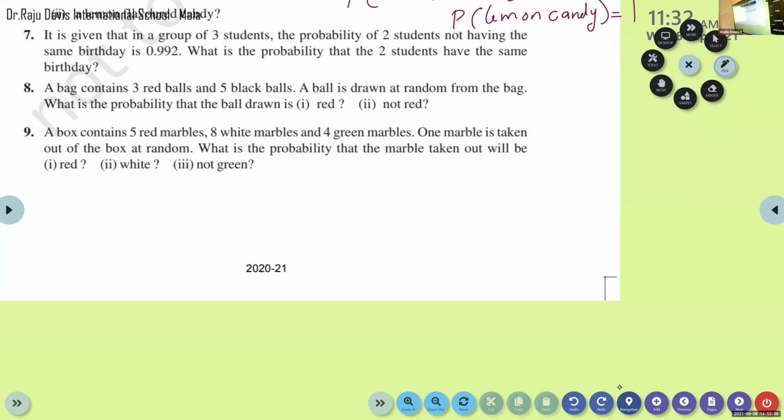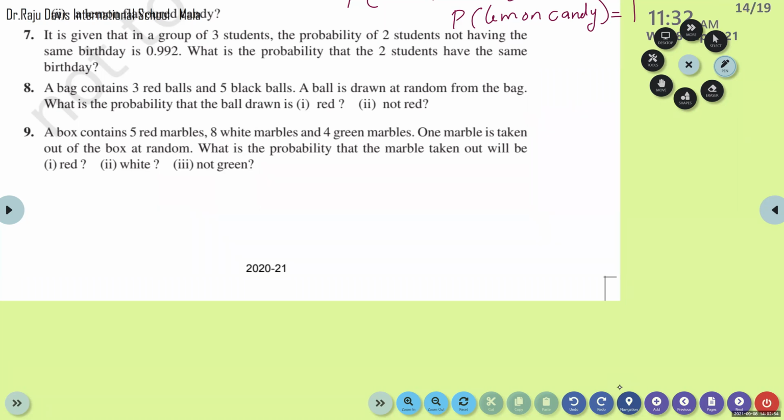A box contains 5 red marbles, 8 white marbles, and 4 green marbles. One marble is taken out of the box at random. What's the probability that the marble taken out will be?